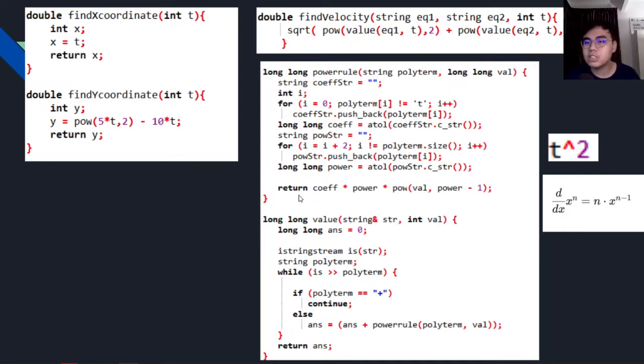Then we use the power rule formula: coefficient times power times value to the power minus 1. And this is returned back here into the value function so that it can be added up to the final answer. So we can find the horizontal velocity, and it returns back here into this formula, and it does the same thing for the vertical velocity. Then we square root all of it. That's how we find velocity.